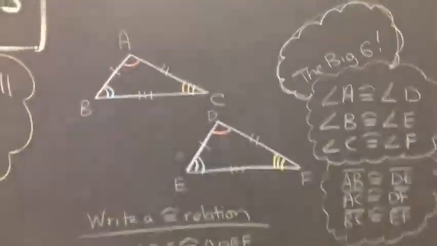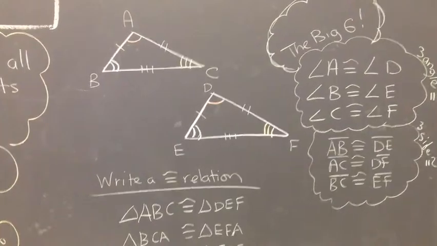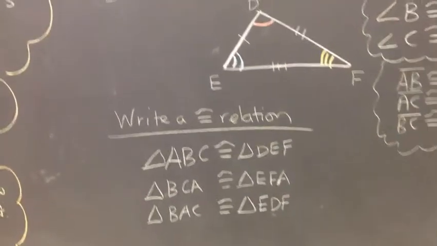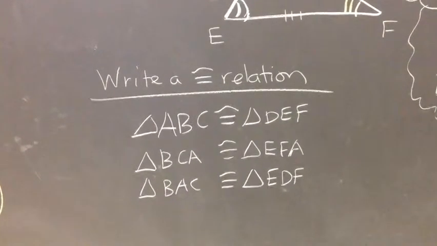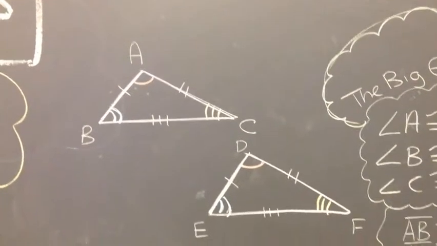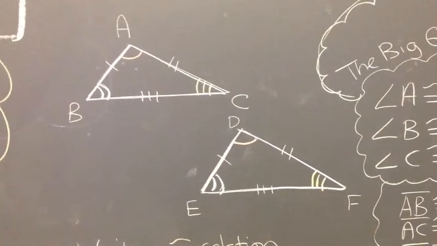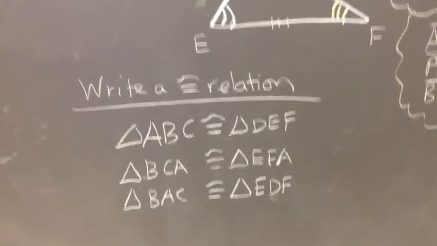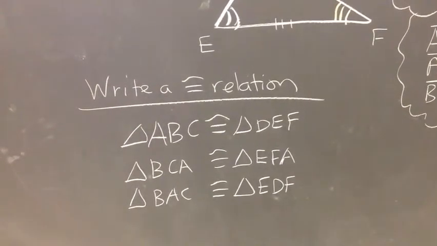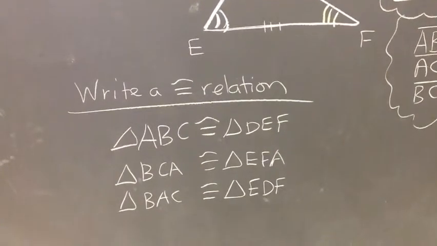And that's one of the key things we have to know about this lesson. You're going to be asked to write a congruence relation. And there are different ways to do this, so long as the letter ordering is correct. So notice that A corresponds with D, B corresponds with E, C corresponds with F. So one of the relations I could write is triangle ABC is congruent to triangle DEF.